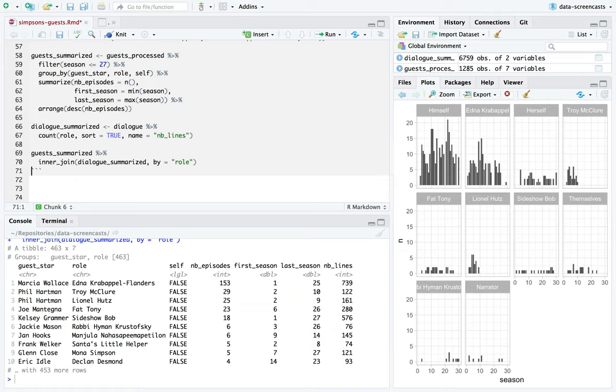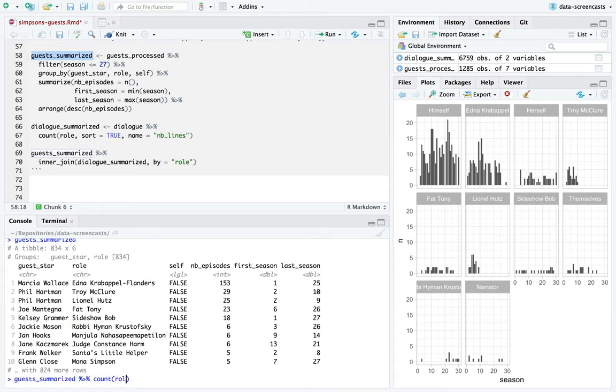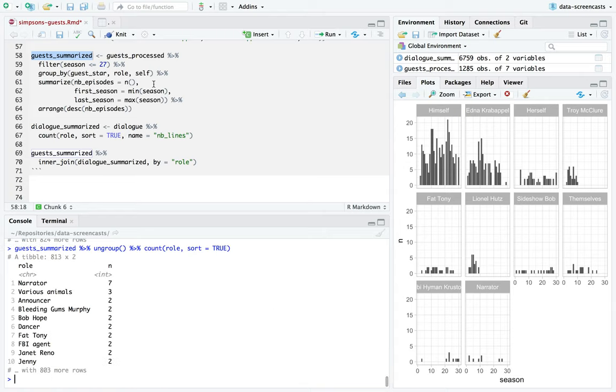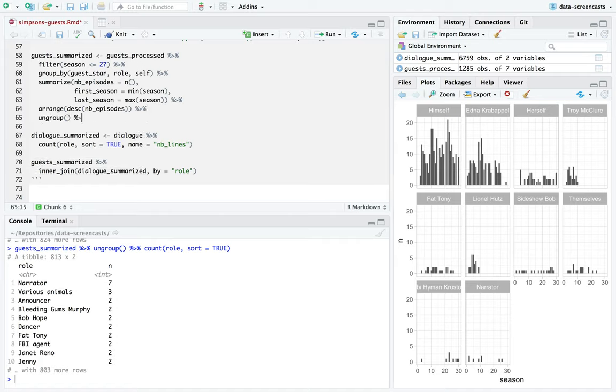Okay. It also tells me I need to get rid of, I just remembered, there are some roles like narrator that could be played by multiple people. I don't want those to get linked in. So I'm going to take guests summarized, take a quick look after an ungroup, counting the role, and say, yeah, anyone who's played by multiple people. Multiple people played Bleeding Gums Murphy? That seems odd. Well, if so, I'm going to go ahead and ungroup.